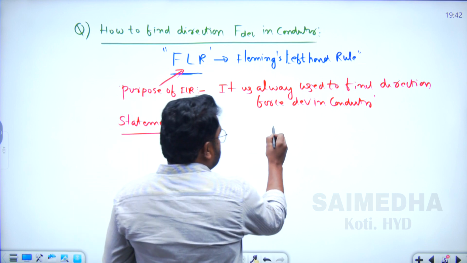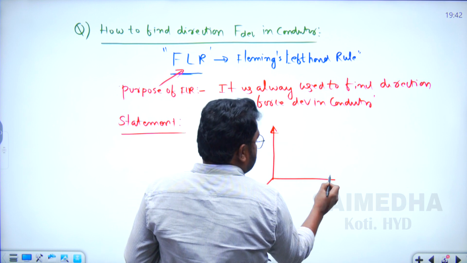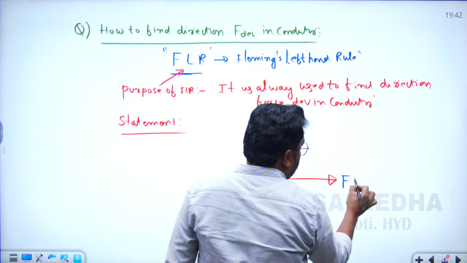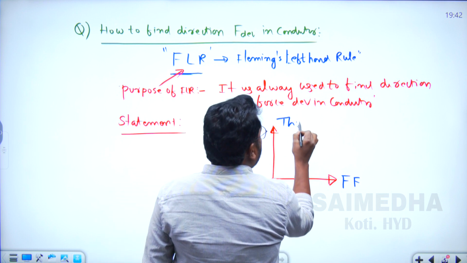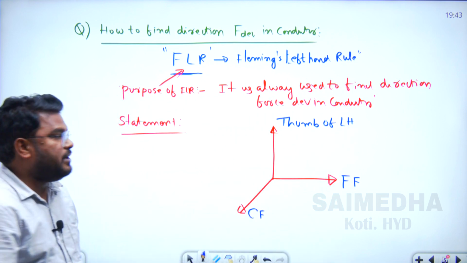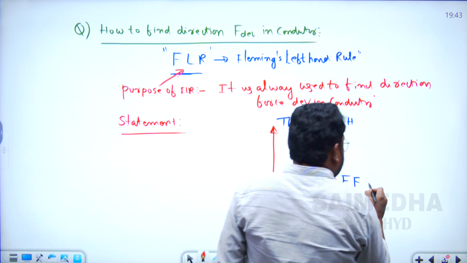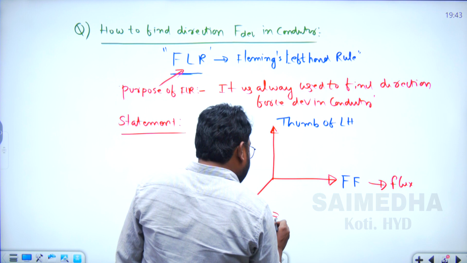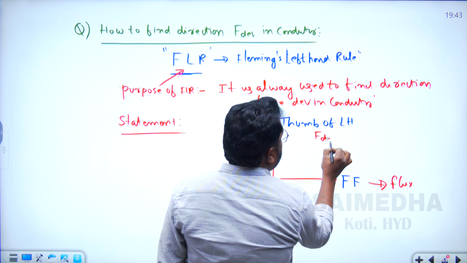Suppose we have the forefinger, center finger and thumb of the left hand, stretched in a perpendicular direction to each other. Let us assume this is the forefinger, this one is the center finger, and this is the thumb of the left hand. If the forefinger indicates the flux direction and the center finger indicates the current direction, then the thumb indicates the force developed by the conductors.